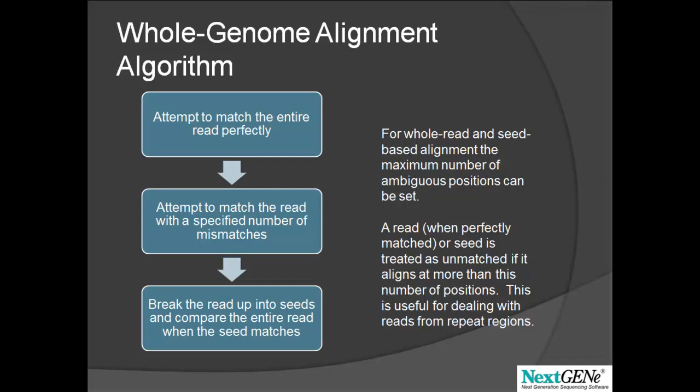After that, the unmatched reads are broken into seeds of a certain size every few base pairs. The seed is checked for perfect matches. If one is found, then the entire read is compared. Seeds also have a maximum ambiguous alignment setting.